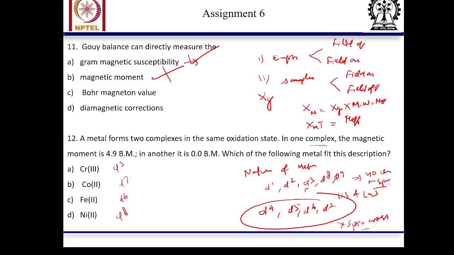So d8 will not show the spin crossover phenomenon, because in high spin and low spin they have the same magnetic moment. Now we have to find which of these two will fit.